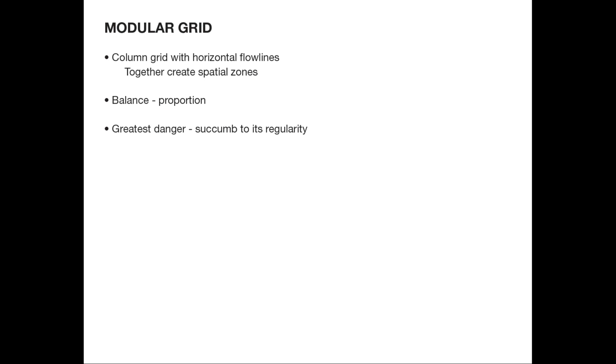A modular grid is a column grid with horizontal flow lines. Together they create spatial zones. So a horizontal flow line is a flow of text that you read horizontally. Okay? So you've got columns of text, but remember, we always read text horizontally. The columns help create spatial zones to help break the eye. If you have a lot of text, breaking the spatial zone into columns helps the eye read it better. It helps create balance and keeps your proportions.